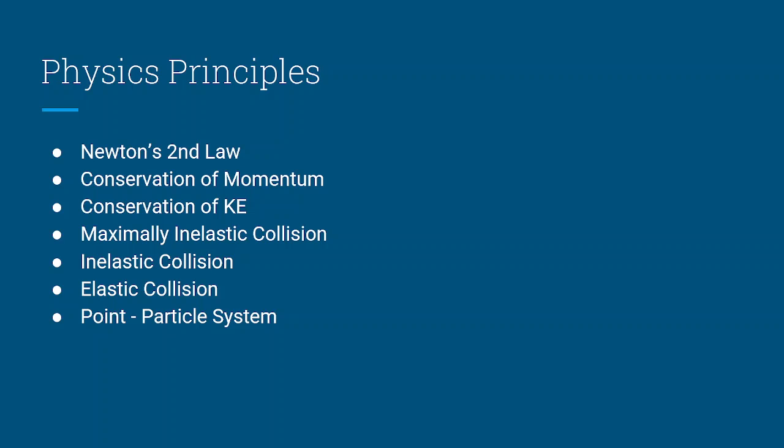An inelastic collision is when the kinetic energy of the objects before the collision is not equal to the kinetic energy of the objects after the collision. And then an elastic collision is where kinetic energy is conserved throughout the collision, and then the point particle system.